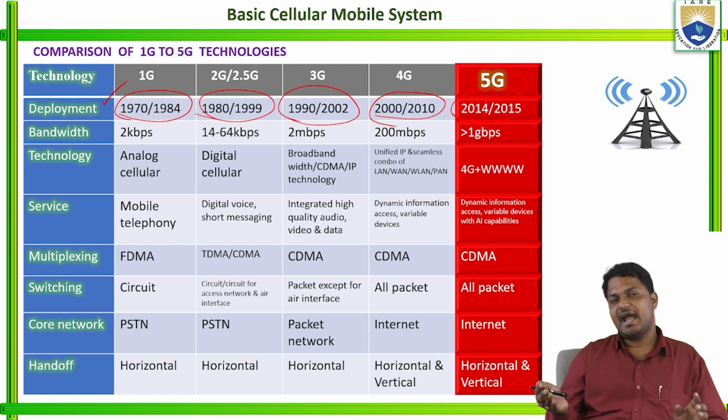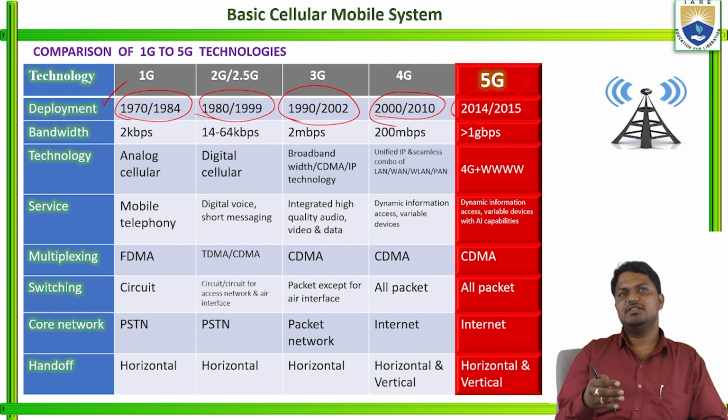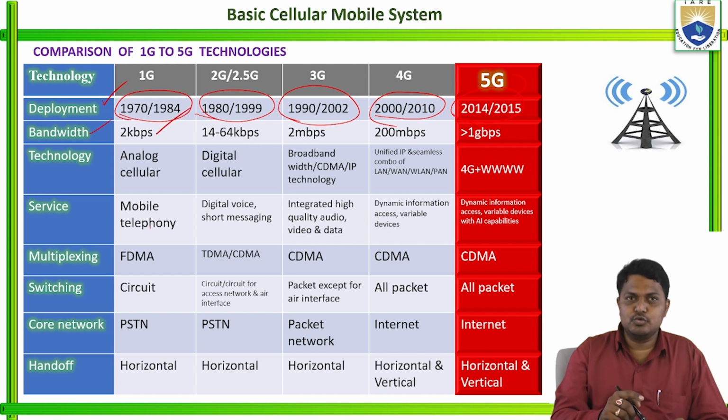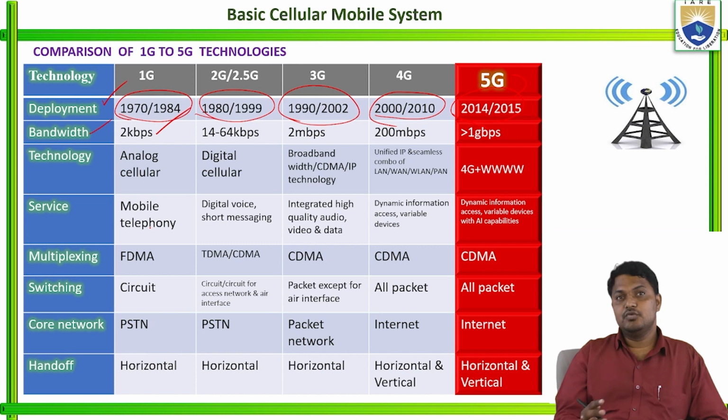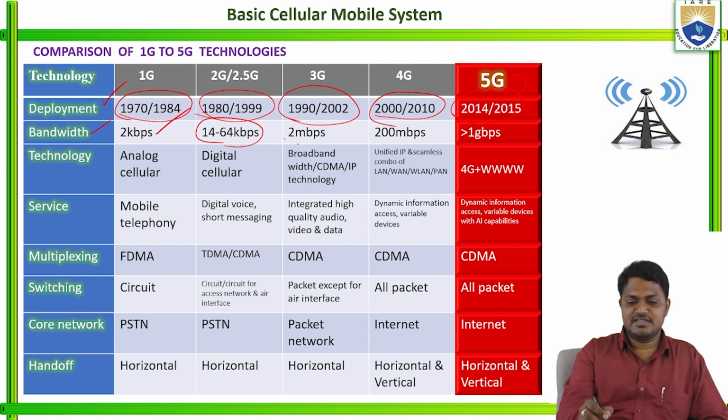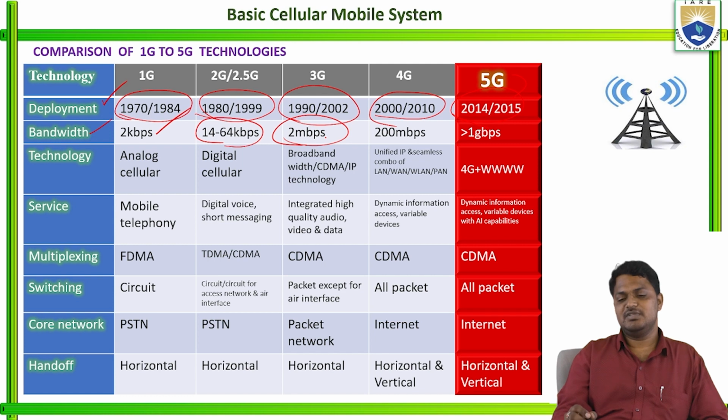Then the bandwidth used for the establishment of the generations. In 1G, it is 2 kbps only. The 2 kbps improved for 2G, that is 64 kbps. Here the bandwidth is nothing but transmission speed. At the same time, for 3G, it is 2 Mbps. From 2 Mbps, it is 200 Mbps. From 200 Mbps to above 1 Gbps.